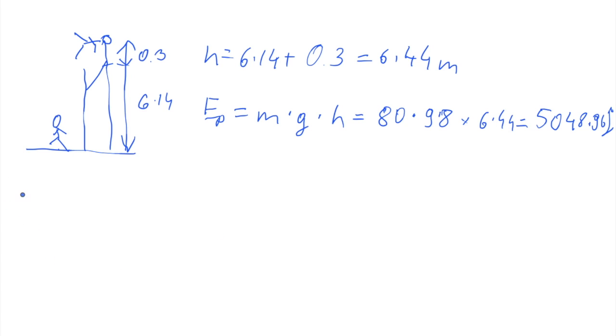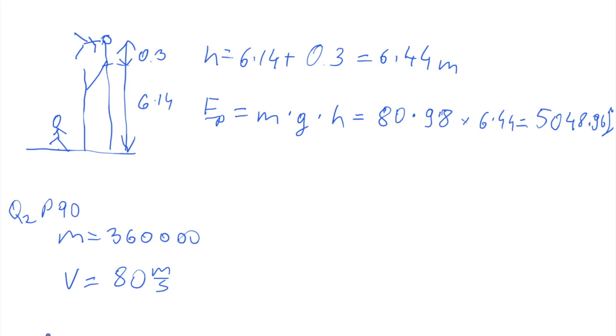Then in problem number 2 on the same page, we have a Boeing that's taking off a runway, and we're asked to calculate its kinetic energy. We know mass is equal to 360,000 kilograms. We know that the final speed is equal to 80 meters per second. So we can calculate the kinetic energy using the formula mv squared over 2.